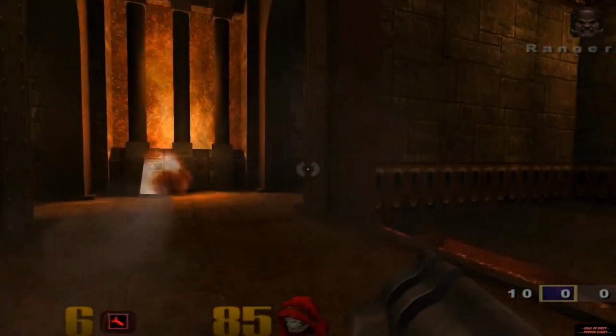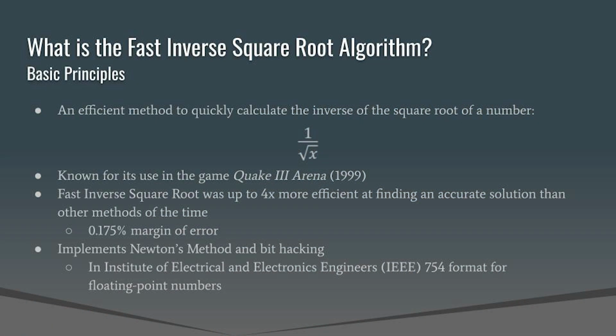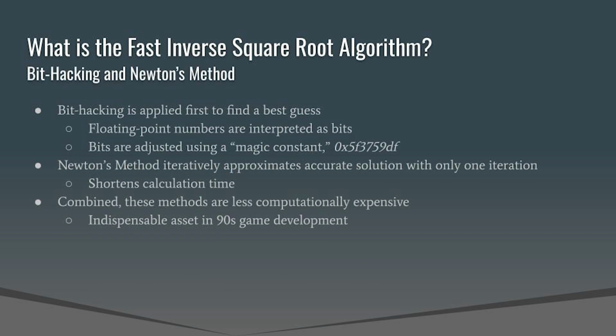The algorithm implements Newton's method and bit hacking on numbers represented by the IEEE 754 format for floating point numbers. This means that raw bits are manipulated in the program instead of numeric representations of decimal numbers, providing a more accurate calculation. Before applying Newton's method, the algorithm approximates a first best guess solution using bit-level manipulation. Floating point numbers, or decimal numbers, are interpreted as bits and are adjusted directly, providing a more accurate first best guess. A magic constant is applied to the bits of a floating point number, greatly reducing the iterations needed in the next step.